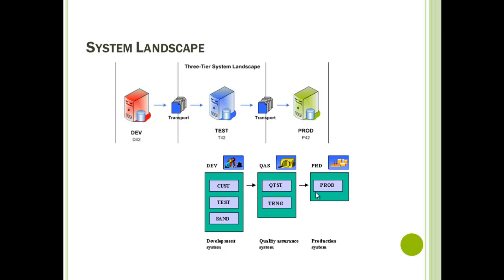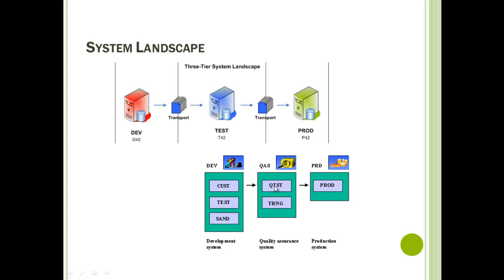So what do we do in the development system? In the development system, we do the actual development of the SAP system. Doing the customizing, developing a new program, or making some changes will be done in the development system. Once you develop this customizing in the development system, you create a transport package, then you send it to the quality system.